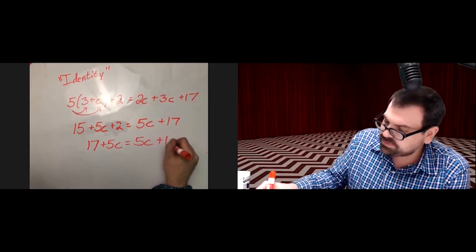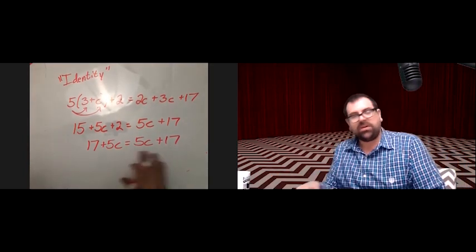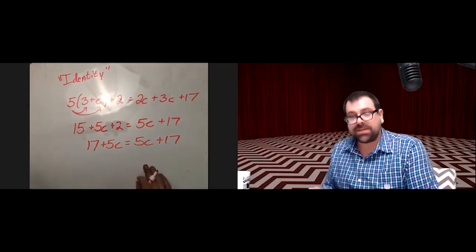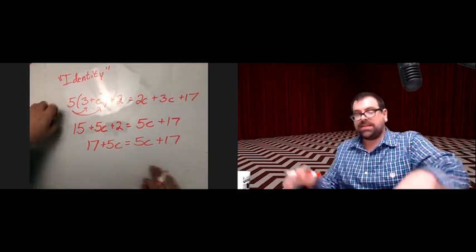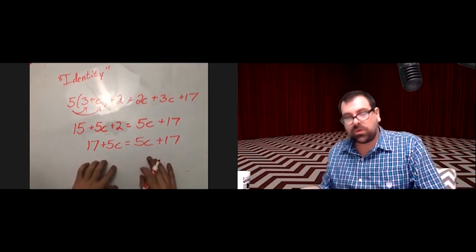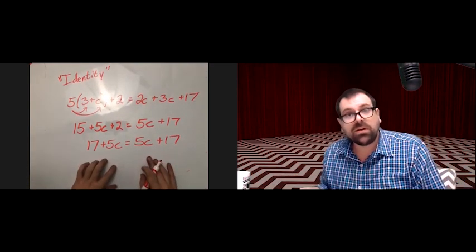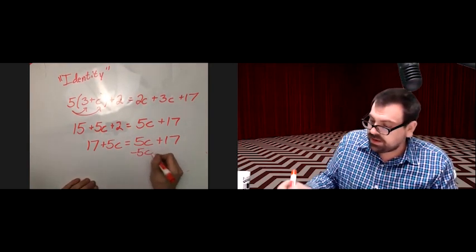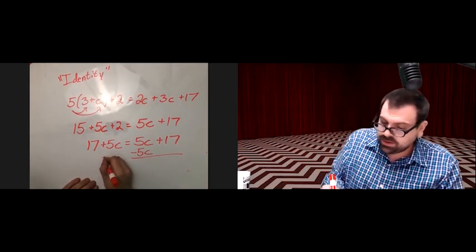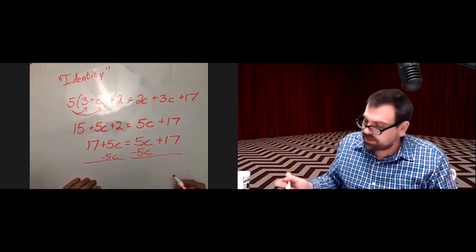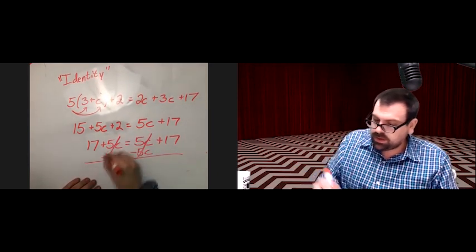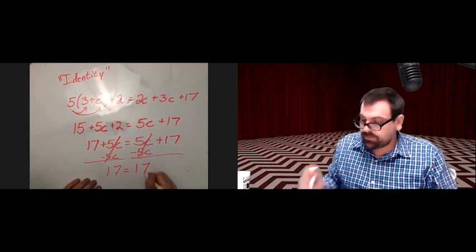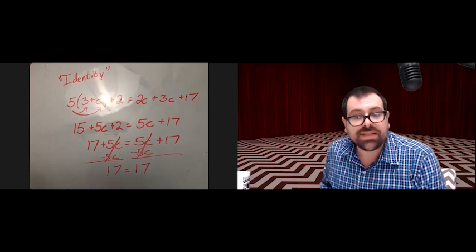equals 5C plus 17. And maybe right here you notice this is the same. But our next step in solving, clear parentheses, combine like terms. Once you can't combine like terms anymore, to get all the variables on one side. So I'm going to go ahead and subtract my 5C from both sides to keep it balanced. But look, all the C's go away. And it says 17 equals 17.